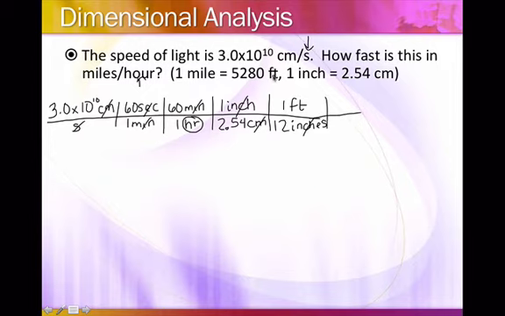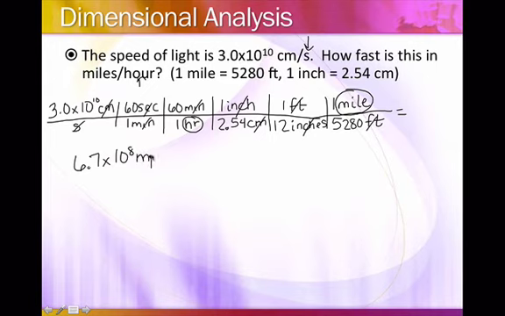And they gave me a conversion factor from feet to miles. 5,280 feet on the bottom, that way these cancel. My 1 mile is on top. And I am finished with my calculation because now all I have left is miles on top, hours on the bottom. That's what they asked. So I take all of that, I plug it into the calculator, and I'm going to end up with 6.7 times 10 to the 8th miles per hour.